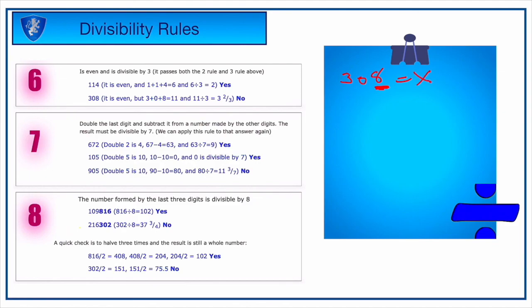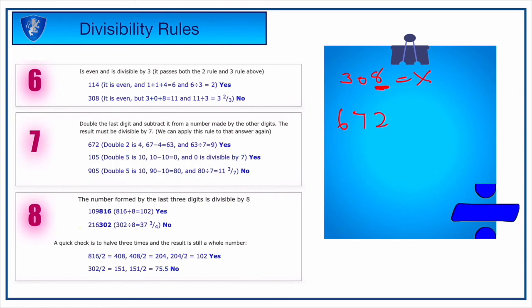Now 7 is one of the most important numbers here for divisibility. With 7, if you look at 672, and we're testing for 7, look at the instructions now. Double the last digit and subtract it.